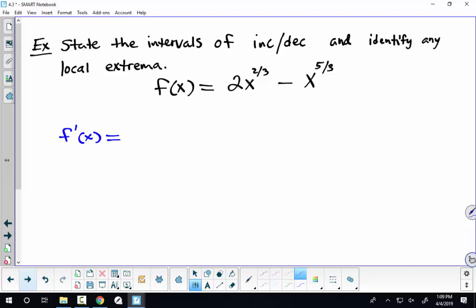Power rules. We have 2/3 times 2, x to the 2/3 minus 1, or minus 3/3. So 4/3 x to the negative 1/3 minus 5/3 x to the 2/3.